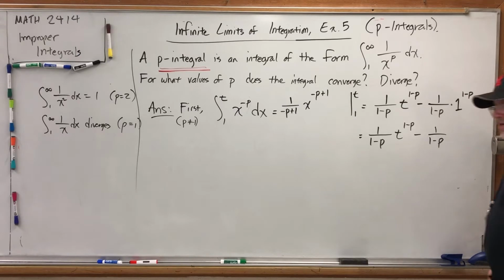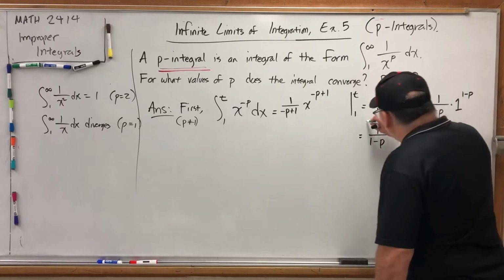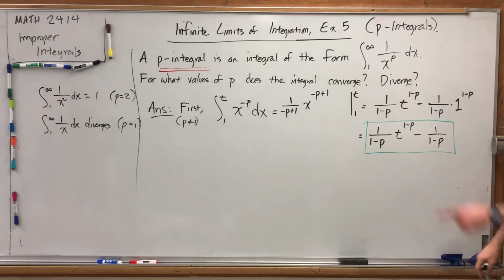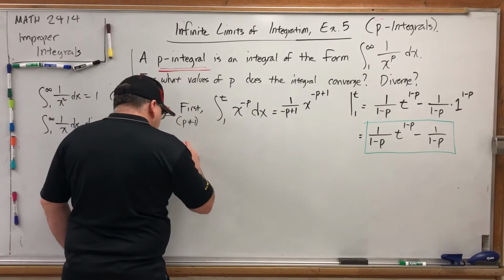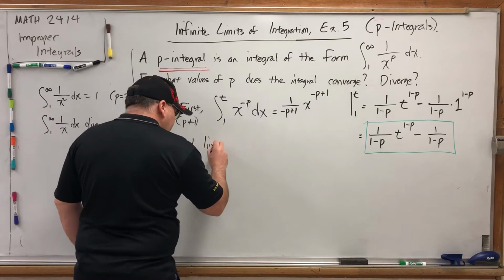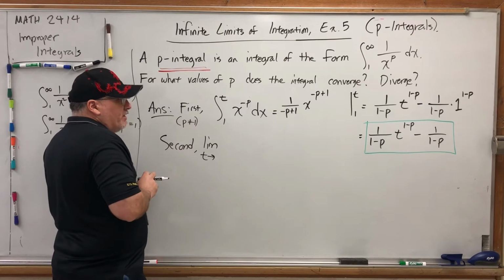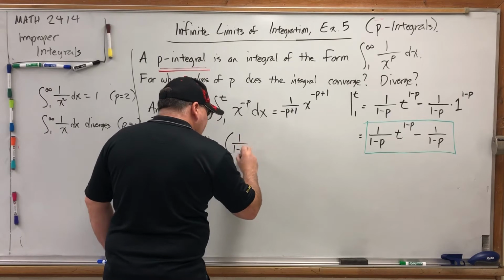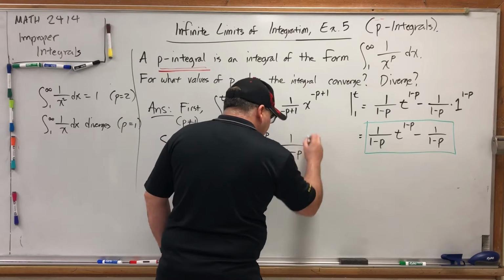All right, so we got the first part of the task done. We figured out what this integral looks like in general when we don't know exactly what that power is. And again, if the power were 1, we would be in trouble, but we already excluded that because we know the result there. So what's our second move? Well, our second move is to take the limit as t approaches infinity of the antiderivative, 1 over 1 minus p times t to the 1 minus p power minus 1 over 1 minus p.